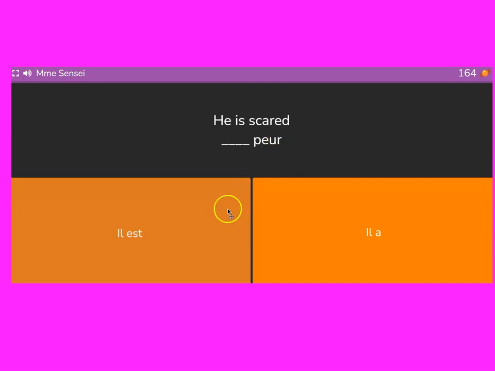So here I have, he's scared. Is it he is fear or he has fear? And of course in French and in Spanish, probably Italian, probably Portuguese, probably Romanian, you've got to use these idioms with to have instead of the way we say it in English.